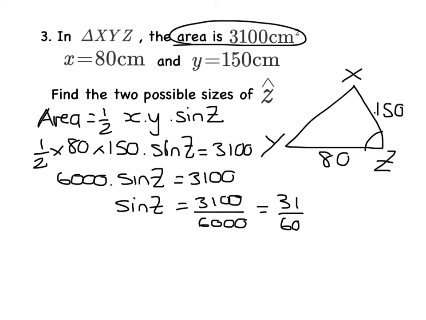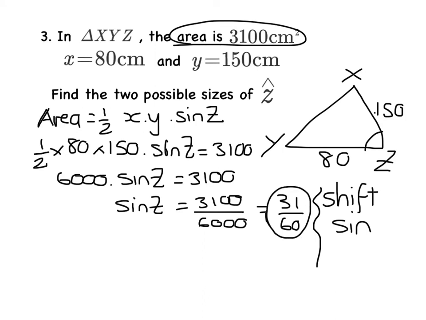Remember, when you are looking to find an angle, you need to press Shift sine on your calculator. Shift sine when you're looking for an angle. This will always give you an acute angle. So if you type in Shift sine and 31 over 60, you're going to get 31,1 degrees. Now remember, back to trig equations, that is my reference angle. Because you've got sine z equal to a positive over here, it means that I actually have two possible answers, quadrant 1 and quadrant 2.